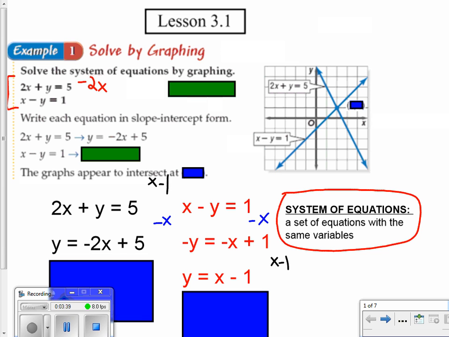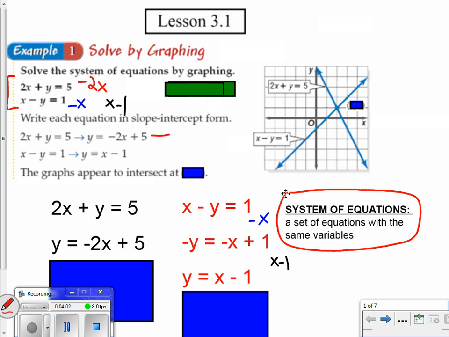So our steps in that case, for the second one, were times negative 1 and minus x. So subtract x, then times negative 1, and that's how we got our 2 slope-intercept equations. Now that they're slope-intercept, it's a lot easier to graph them. So we can look first at our top equation.